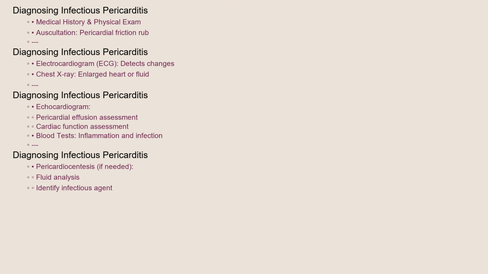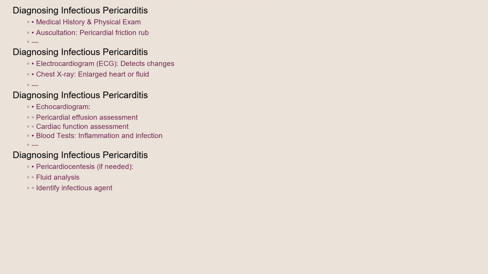Diagnosing infectious pericarditis involves a thorough medical history, physical examination, and several diagnostic tests. A doctor will listen to the heart with a stethoscope to detect a pericardial friction rub, a characteristic scratching sound caused by the inflamed pericardial layers rubbing against each other. An electrocardiogram, or ECG, can reveal specific changes associated with pericarditis. Chest X-rays can help identify an enlarged heart or fluid around the heart. An echocardiogram, which uses ultrasound to create images of the heart, is crucial for assessing pericardial effusion and cardiac function.